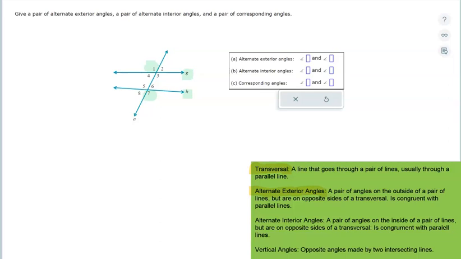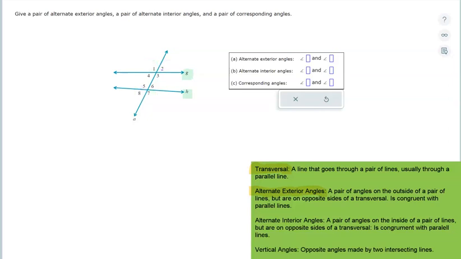Another one we can look at is angles 2 and 8. Again, these are alternate exterior angles because they are on the outside of these two lines. Notice they're on the outside of line G, on the outside of line H, and they're on opposite sides of each other. Angle 2 is on the right side, and angle 8 is on the left. So that's alternate exterior angles.